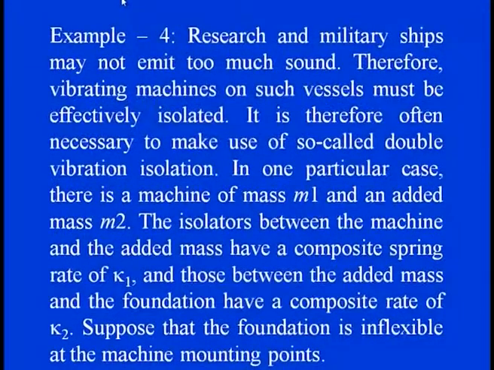So this is what you see, not only in military ships, but also in various vehicles where such requirements exist, or essentially the steps would be required to eliminate such vibration. We are taking now such an example that we have a machine, and here some added mass is there. So machine mass is M1, the added mass is M2, and the isolator in between the machine and added mass is just the composite spring, say at the rate of K1, and in between the added mass and the foundation is also a composite spring at the rate of K2.